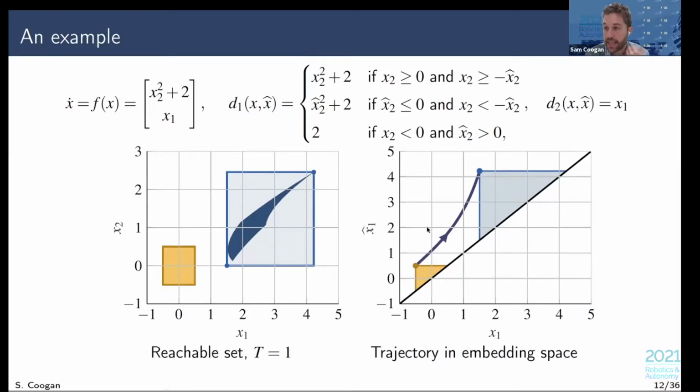So on the right, it's the exact same figure, except now we're plotting it in the embedding space. This is a four-dimensional embedding space, so I'm just projecting to the x1 hat and the x1 variables. And what you can see here is that the particular point corresponding to the initial hyperrectangle evolves under the embedding dynamics to a point that defines this overapproximating hyperrectangle. So this is basically the picture of the theorem from the previous slide.